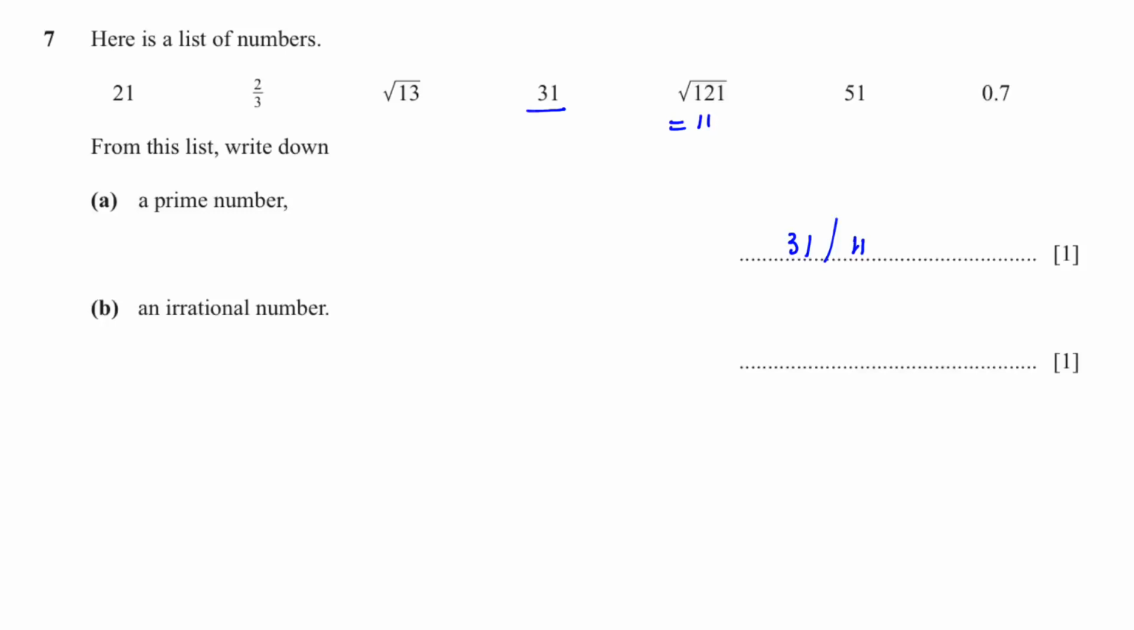Part B, an irrational number. An irrational number is a number that cannot be written as a fraction. So the answer is square root 13. You can check out my video on different types of numbers. I've explained the numbers in detail there.